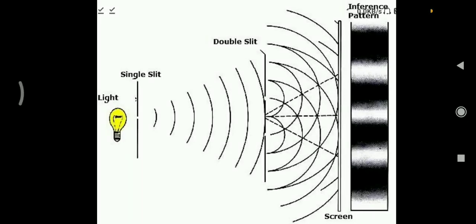Now observe, here is a light, and put a single slit here. You can observe that the light travels only in a single way. So the light travels like this in waves, and put here a double slit. From this you can observe it travels this side and this side, downside and upside, as you can see in the video, and these two screens appear like this in the interference pattern.